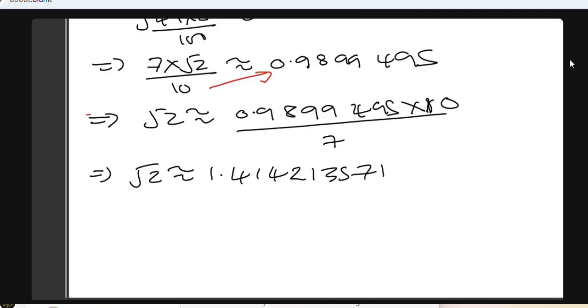Yes, William. Sir, how did you introduce the 98 over 100? Like, where did the 100 come from? 0.98 as a fraction is what? Oh, all right. I get it. Thank you, sir.